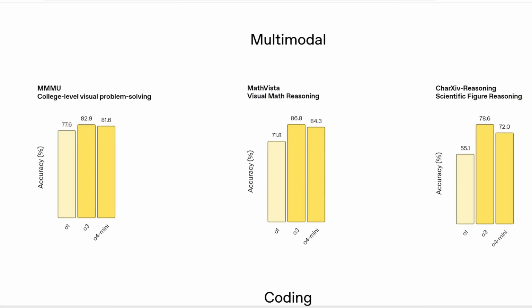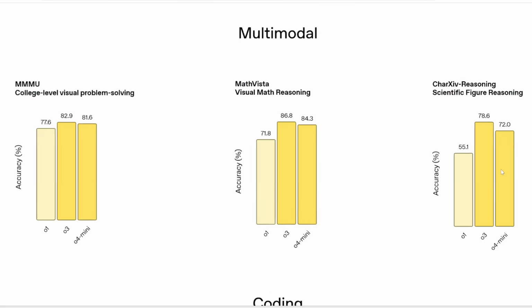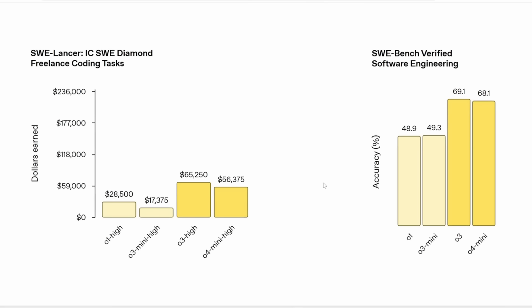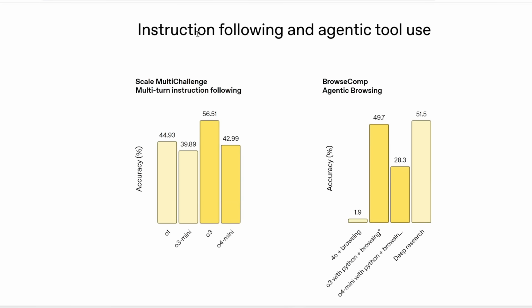And then here are some benchmark scores for visual reasoning and problem solving. Specifically in terms of analyzing scientific figures, both O3 and O4-mini show a huge improvement by around 20% compared with O1. In terms of software engineering, here is Swebench, and again a huge improvement by around 20% for both models compared with O1 and O3-mini. Here are some benchmarks for instruction following and agentic tool use, and again huge improvements over the predecessors.